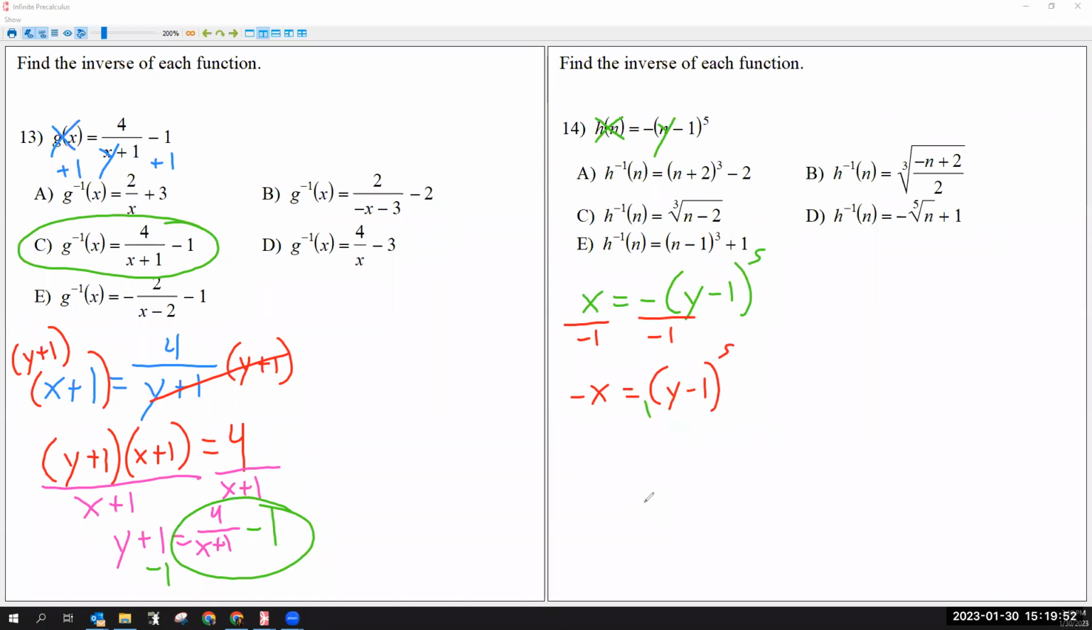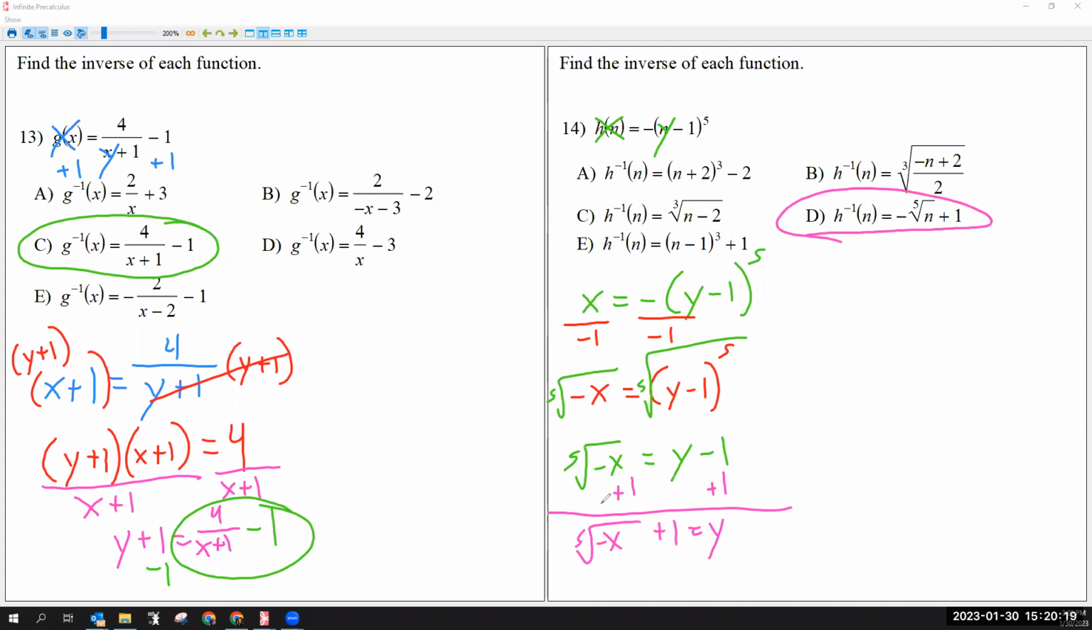Now I need to get rid of the exponent of 5, so I'll take the 5th root. 5th root of negative x equals y minus 1. Add 1. 5th root of negative x, plus 1. And I think, okay, does that match up with anything? Well, not exactly, but it comes pretty close to that one. And the reason why is it's an odd numbered root. Because it's an odd root, I can move that negative out front if I want to. And that's what they did to get their answer.